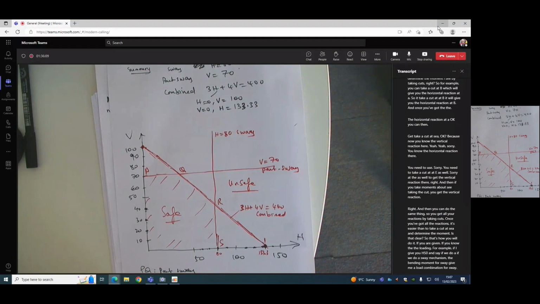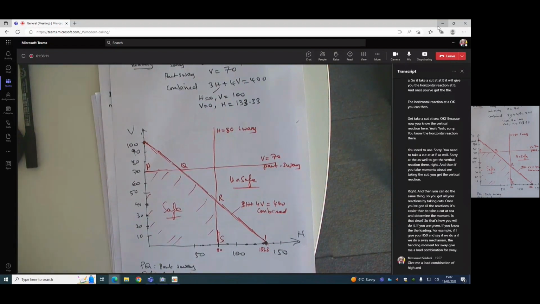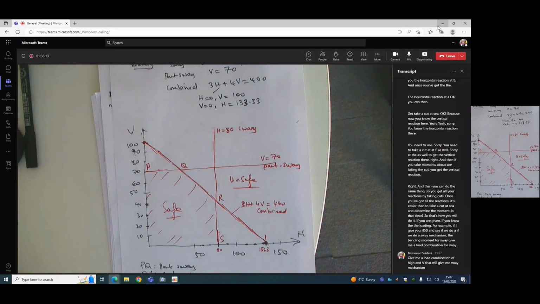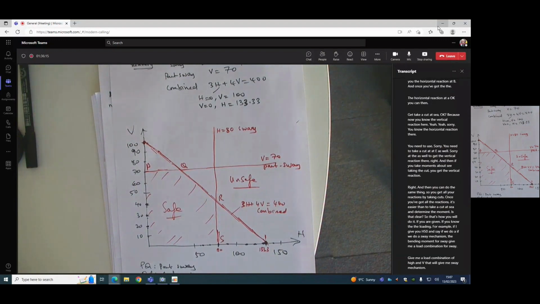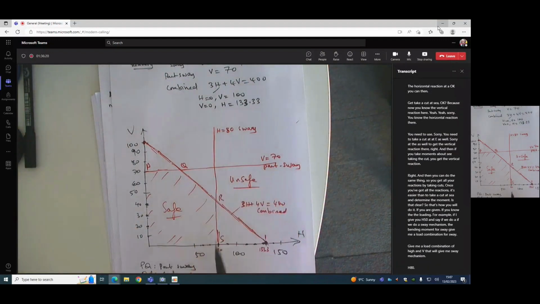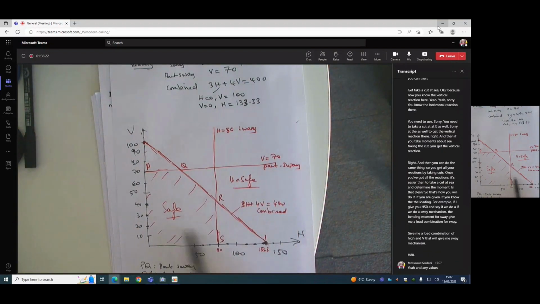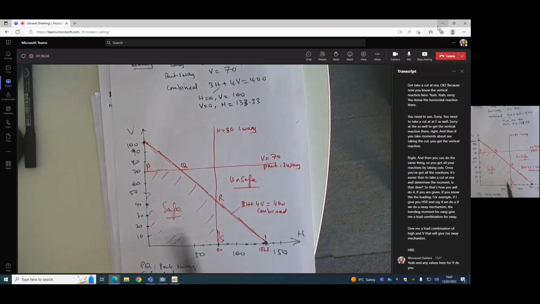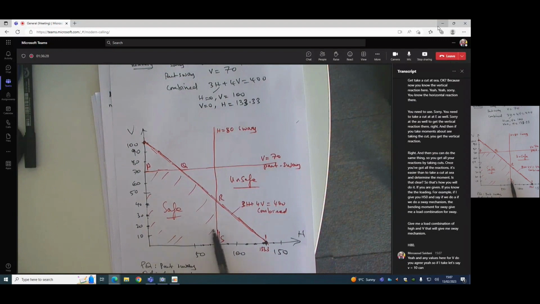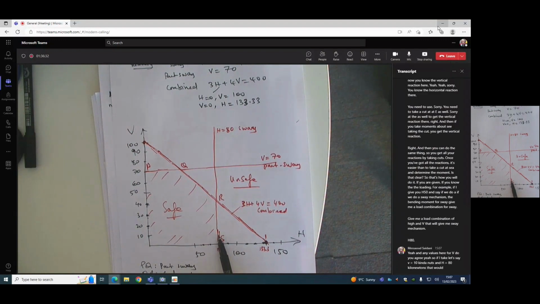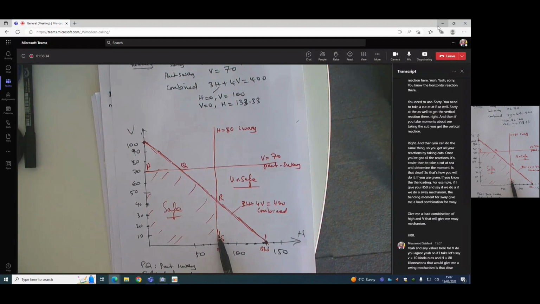Give me a load combination of H and V that will give me a sway mechanism. H80, yeah, and any values here for V. Do you agree? So if I take, let's say, V equals 10 kilonewtons and H equals 80 kilonewtons, that will give me a sway mechanism. Is that clear, everyone? Yeah.